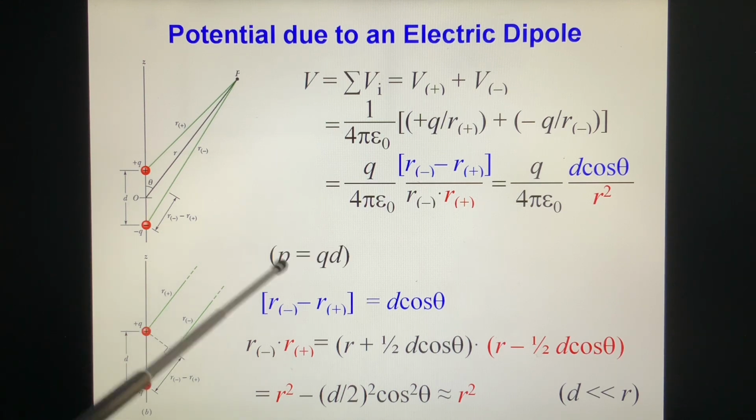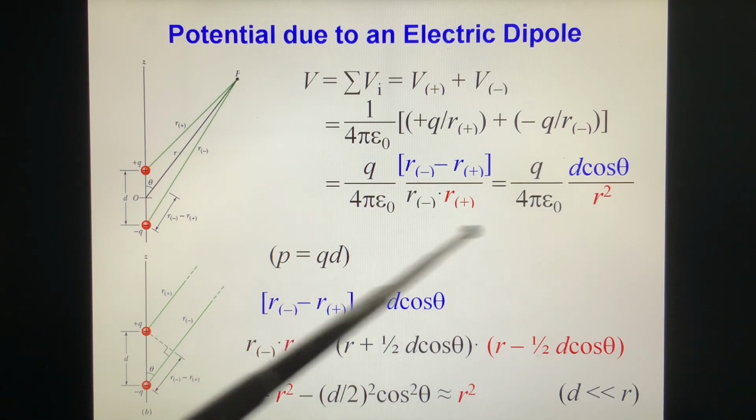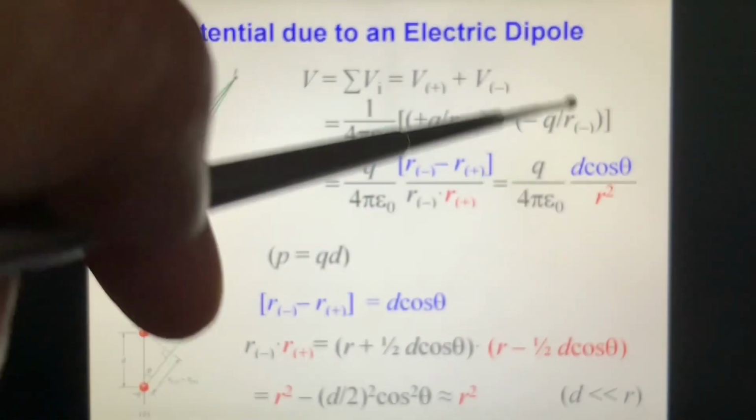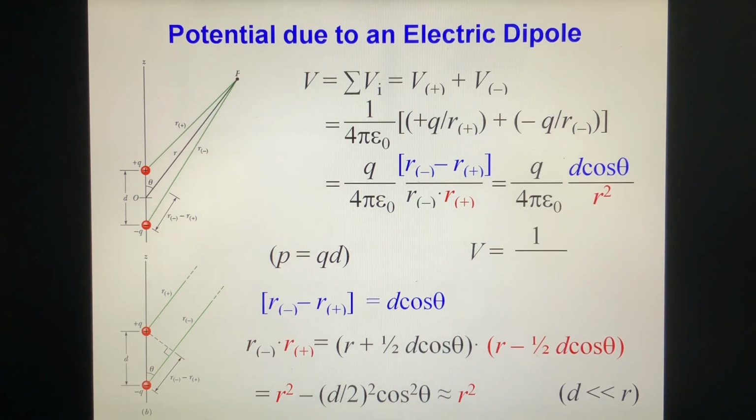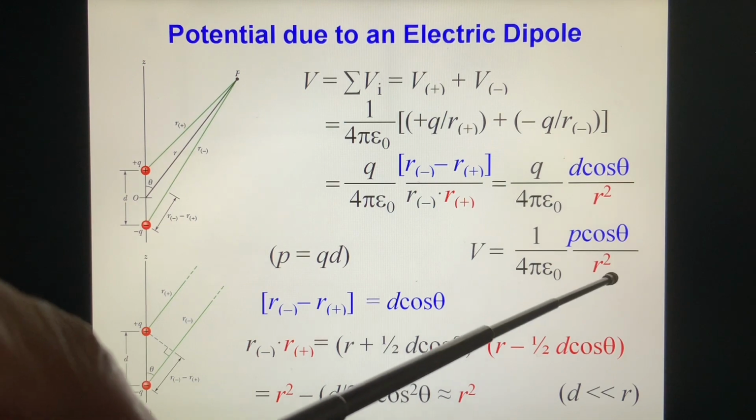And we write p equal to q d. This is a dipole, okay? Now q d is the dipole moment, so we rewrite this: V is p cosine theta over R cubed.